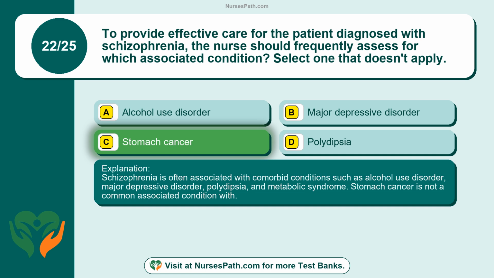Schizophrenia is often associated with comorbid conditions such as alcohol use disorder, major depressive disorder, polydipsia, and metabolic syndrome. Stomach cancer is not a common associated condition with.